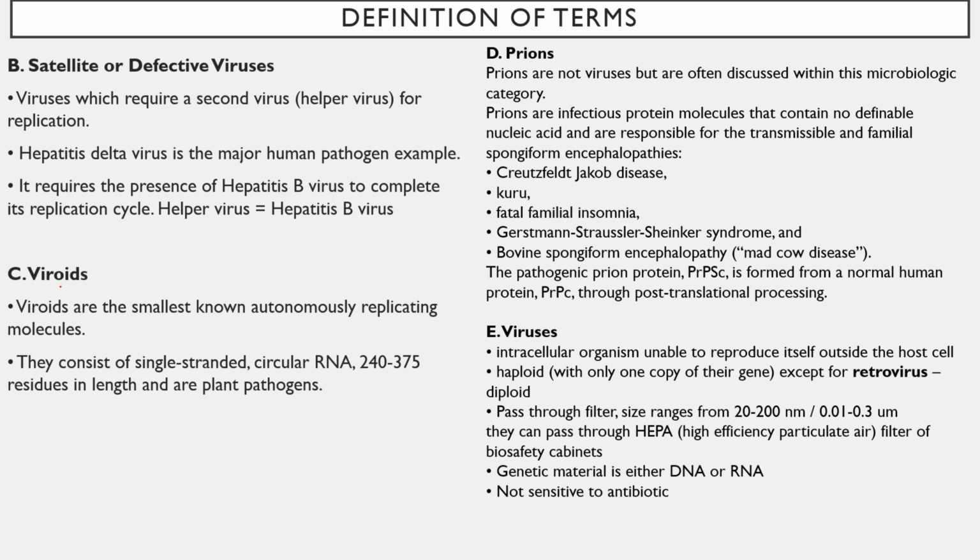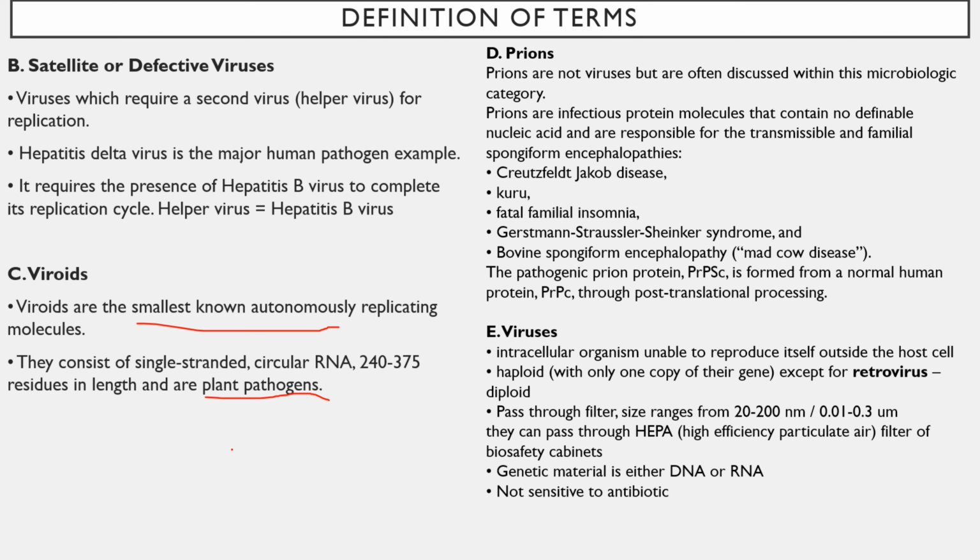Then we have your viroids class. Now, viroids are the smallest known autonomously replicating molecules. They consist of a single-stranded circular RNA that is 240 to 375 residues in length and are considered plant pathogens. So viroids would only affect plants, class. So may mga viruses then that would infect plants known as your viroids.